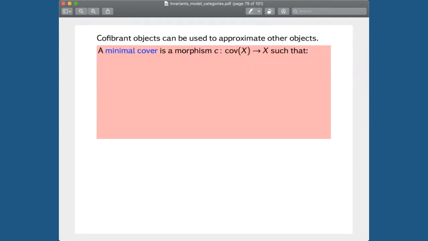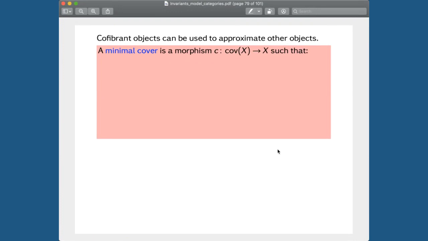Right, you have the chain. You can think about parametrized chain complexes as two parametrized vector spaces where the vertical composition of two consecutive vertical maps is zero. That's the chain complex condition. All right, so what is a minimal cover?